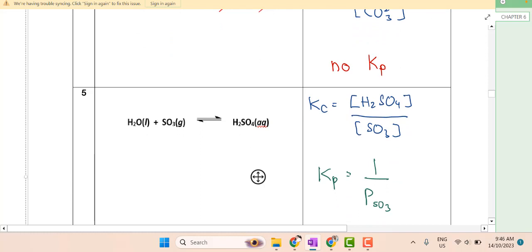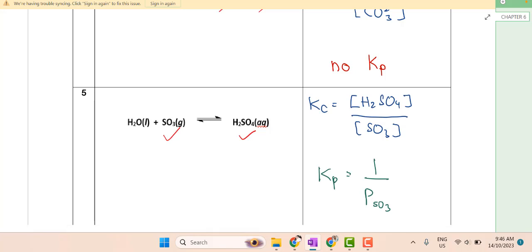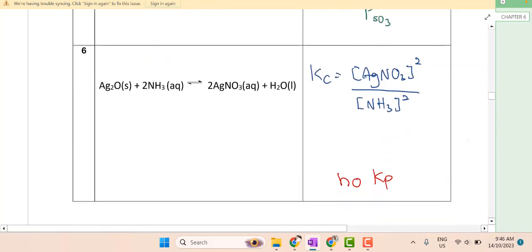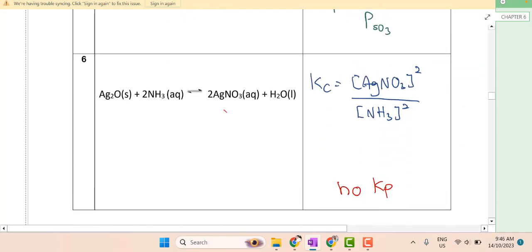Okay, so for Kc, we will take aqueous and gaseous state. So product divided by reactant, concentration of product divided by reactant. However, for Kp, we only consider gaseous state. So there is nothing in gaseous form for product. So 1 over partial pressure SO3. So Kc, we take gases and aqueous state. For Kp, gases only. Okay, the last one for Kc, we will take aqueous and gases. There is no gaseous state at reactant and product, so that's why there is no Kp.